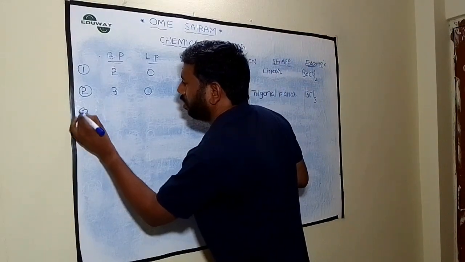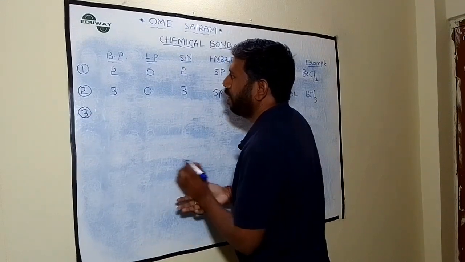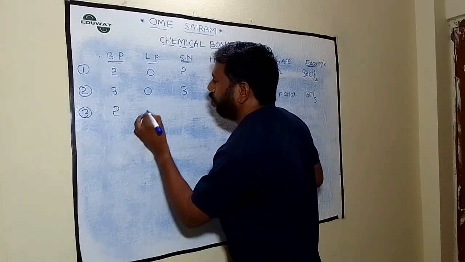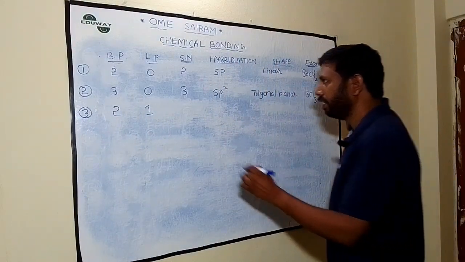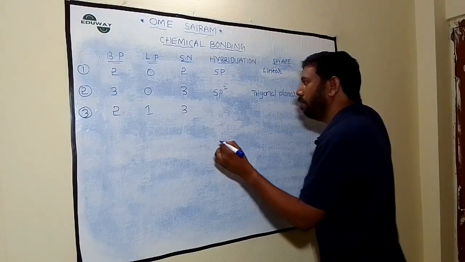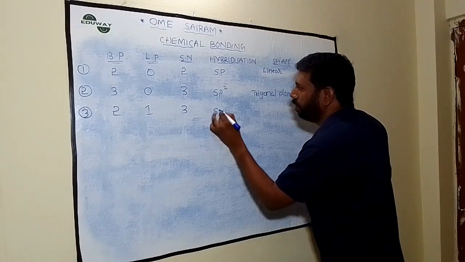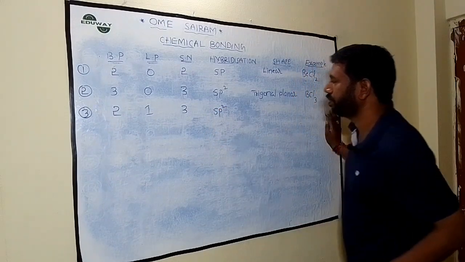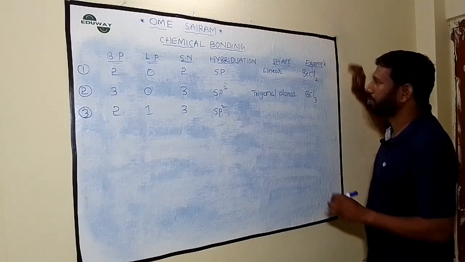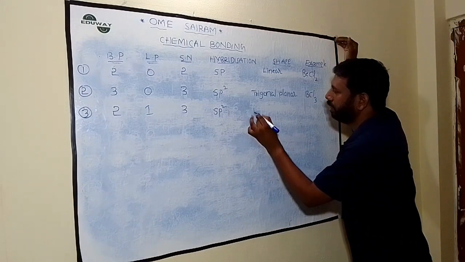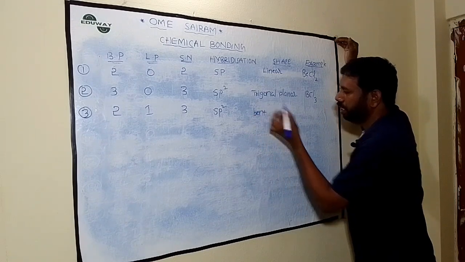Now take the third example. Take 2 bond pairs and 1 lone pair. Steric number 2 plus 1, 3. The hybridization is sp2, 1 plus 2, 3. If any molecule has 2 bond pairs and 1 lone pair, the geometry should be bent shape or V shape or angular shape.